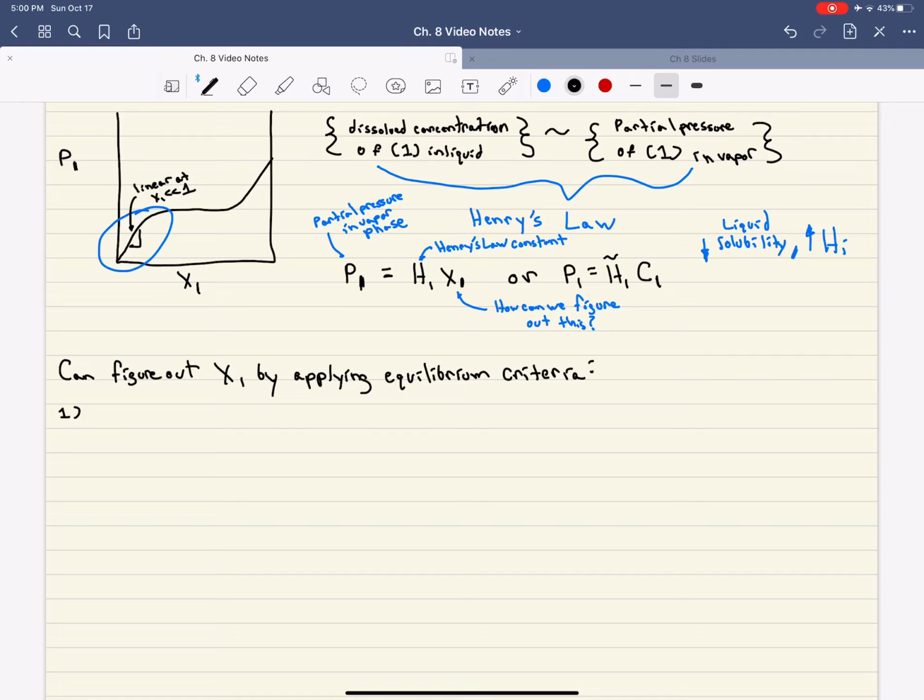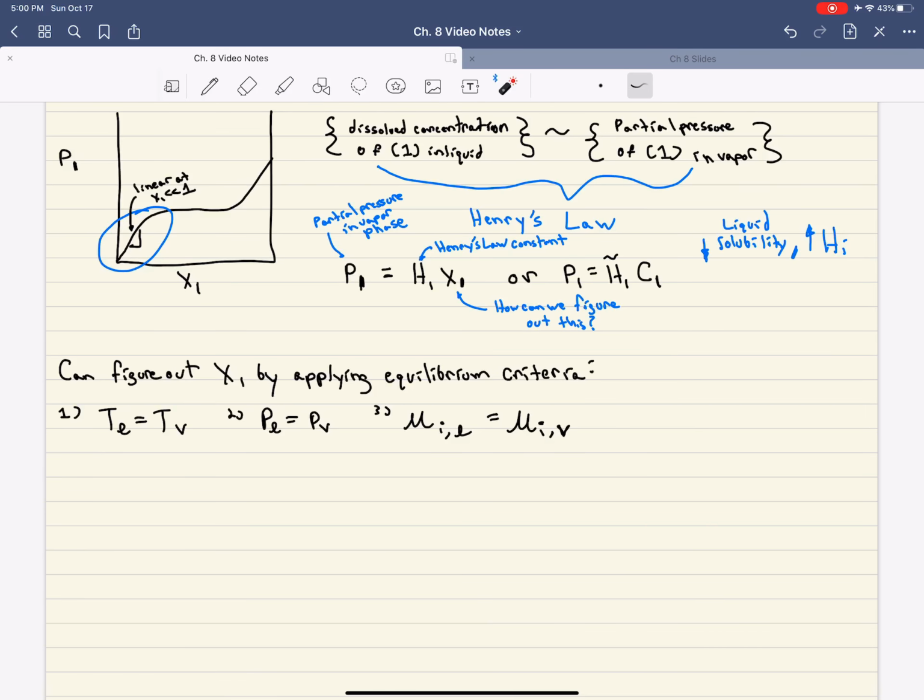And our equilibrium criteria are going to be that the temperatures in the liquid and the vapor phases have to be equal. The pressures in the liquid and the vapor phases have to be equal. And also, the chemical potential of a species i in the liquid phase has to be equal to the chemical potential of species i in the vapor phase. All right, so be very careful about this one. It's not saying the chemical potentials of the two different species are equal. It's saying that the chemical potential of one species in the liquid phase is equal to the chemical potential of that same species in the vapor phase.